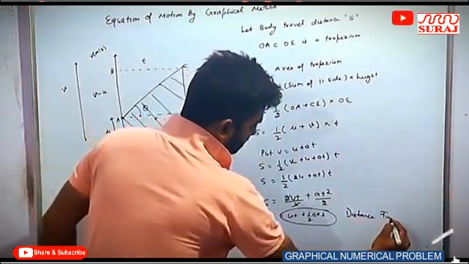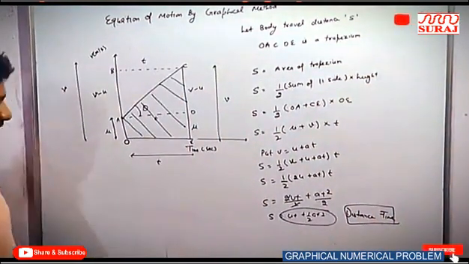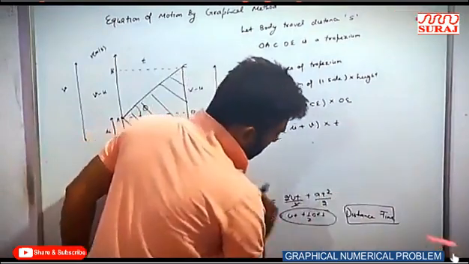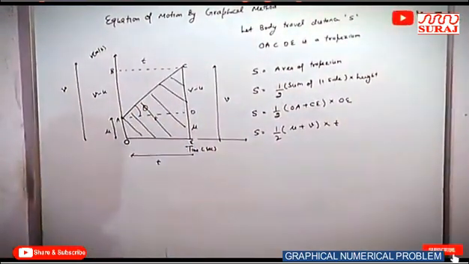This is equation number second, and this is called the distance time relation.